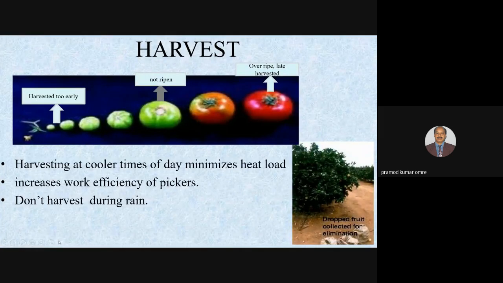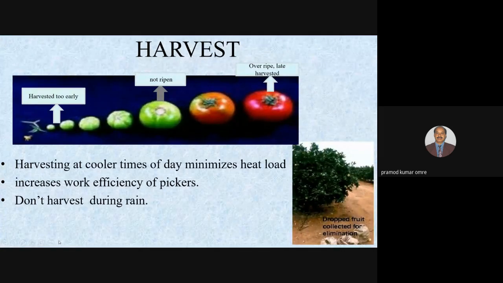The harvesting point is very important, because we have to see the maturity of the crop. If the crop is not mature, there are three stages: early maturity, at the time of maturity, and over maturity. If we go for early maturity, the crop will not get the proper output. If we go for over maturity, again the losses are there. So we have to go for the proper maturity of the crop for the harvesting.